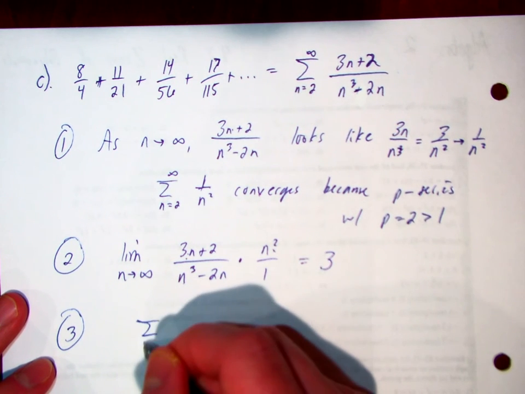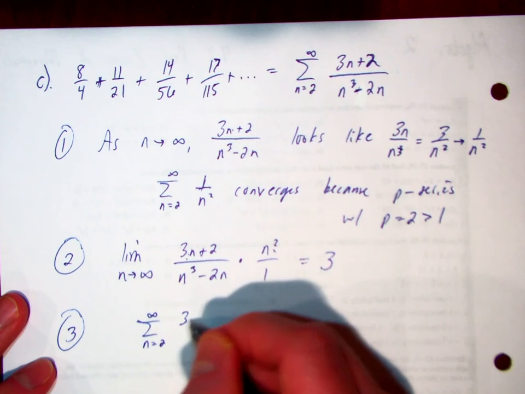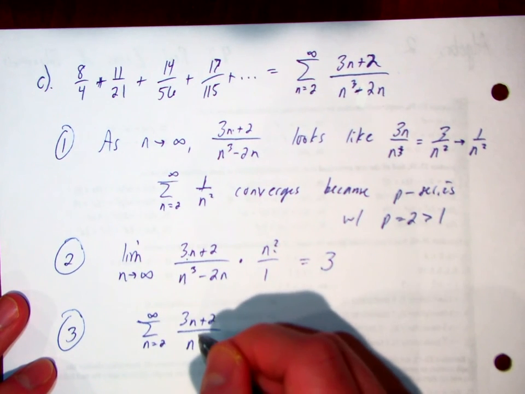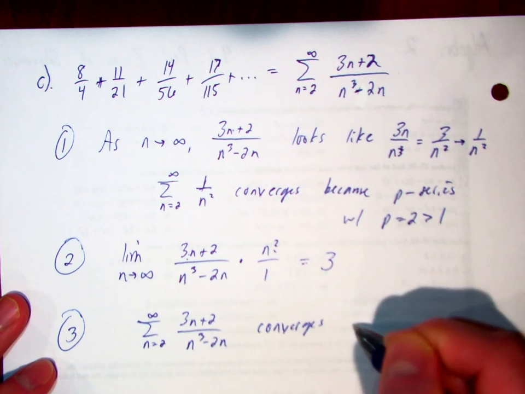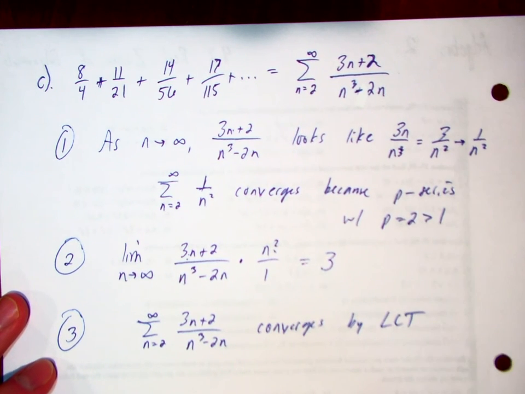So this series, 3n plus 2 over n cubed minus 2n, converges by the limit comparison test.